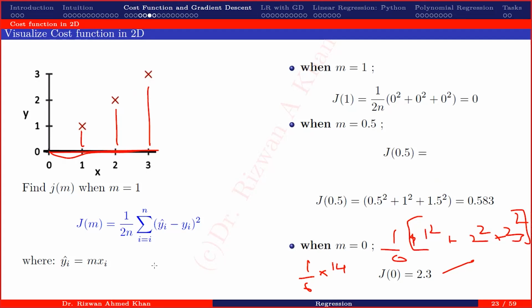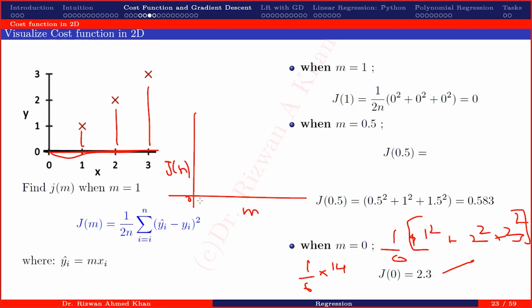So these are the lines, these are the errors which we can calculate using different values of m, and we can just plot them to see how this function looks like. So this is m, and let's say this is cost of m.